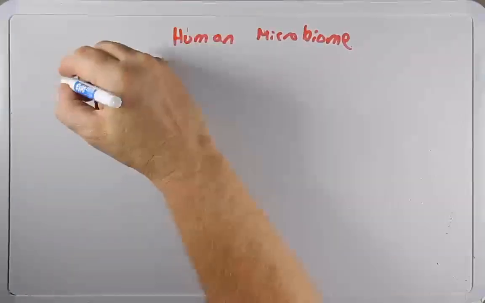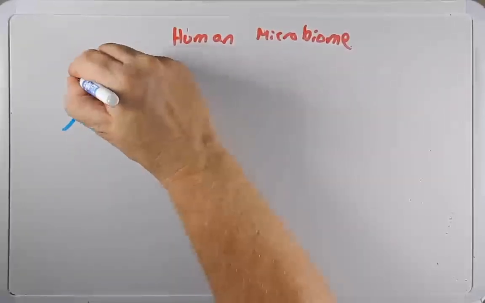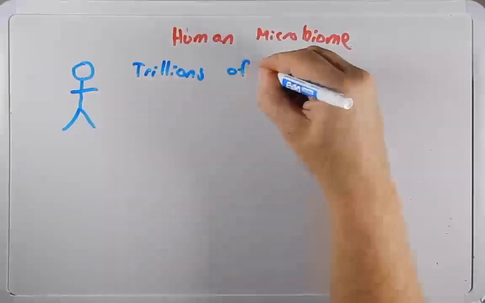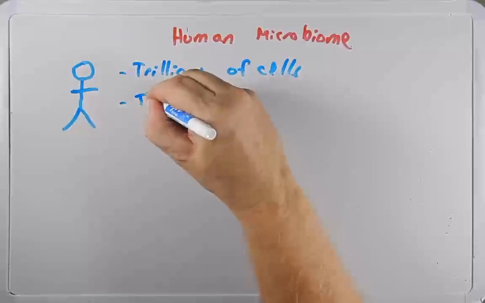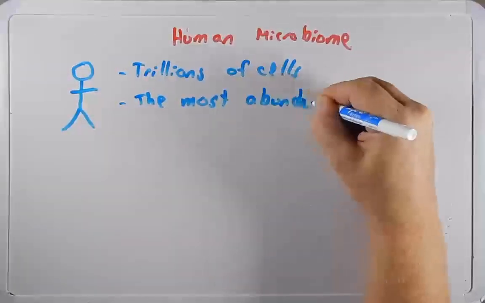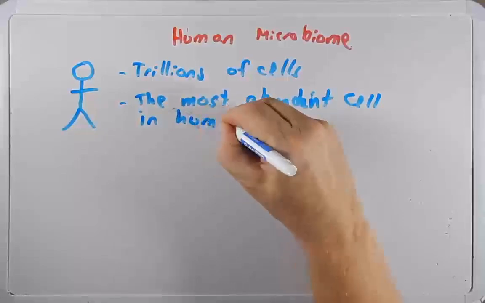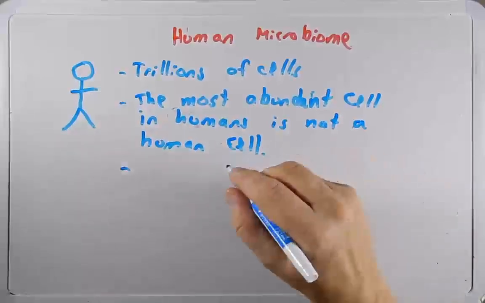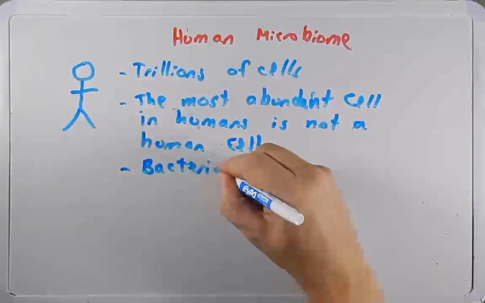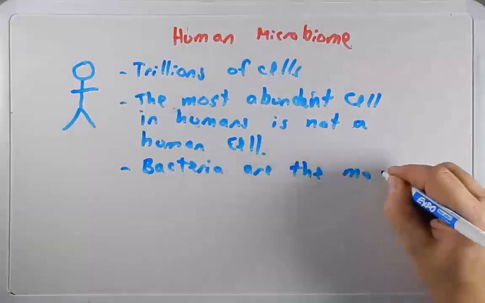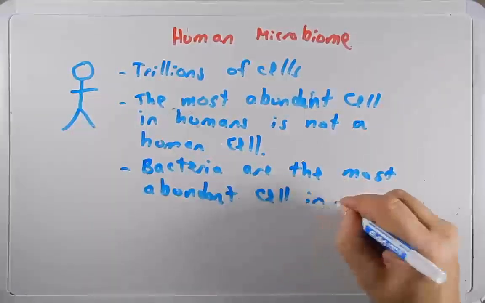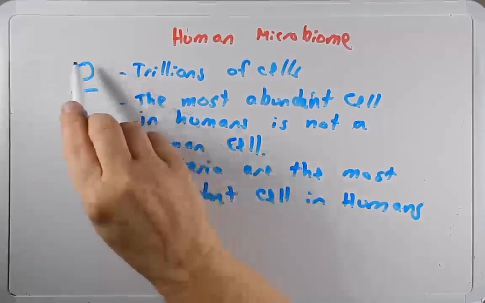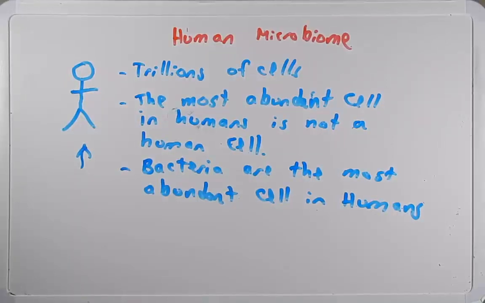If we look at one of my famously drawn human beings here, we know that this human contains trillions of cells. However, the most abundant cell in humans is not a human cell. Sounds confusing, right? That is because our most abundant cell are bacteria. So bacteria are the most abundant cell in humans. So the human microbiome are all the microbes that live in or on us humans.